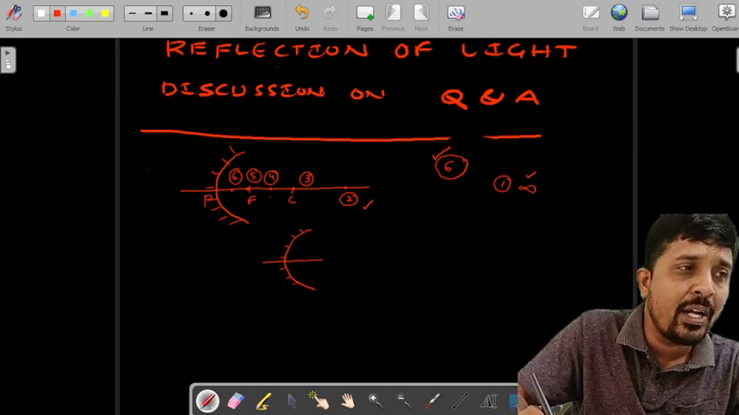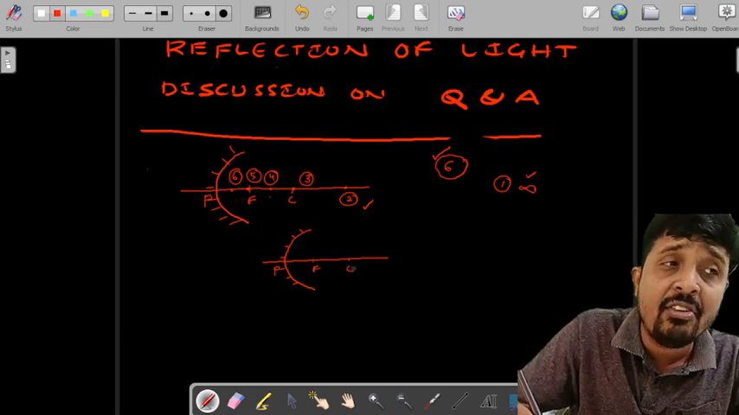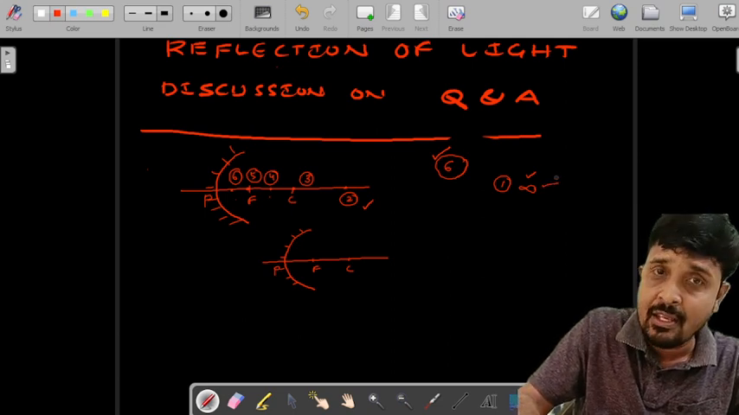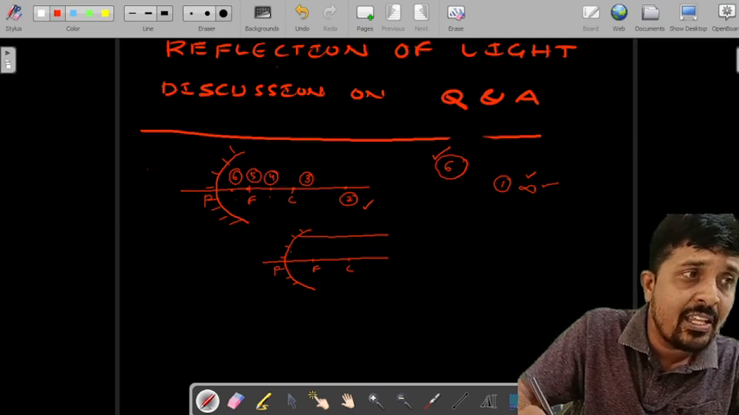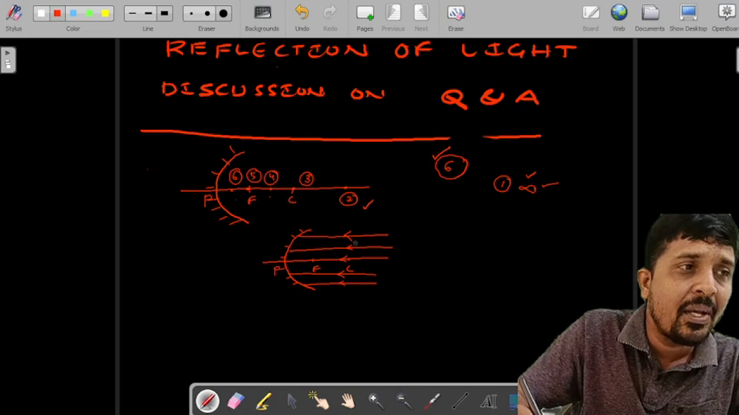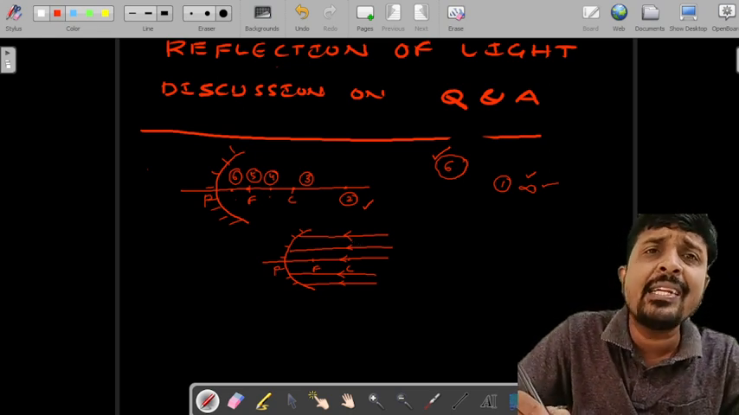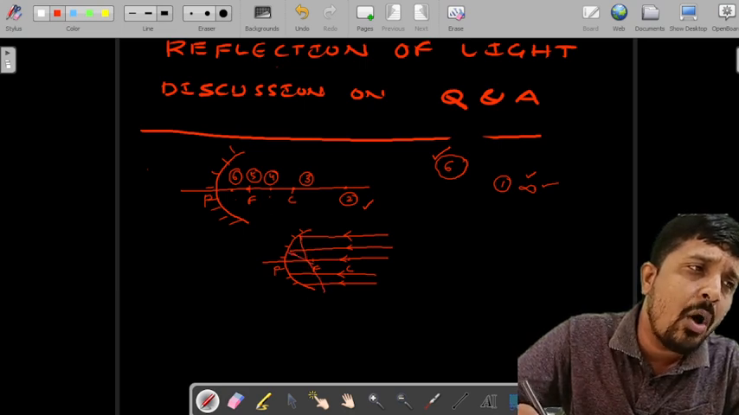Now we are going to look at the ray diagram. This is P, this is F and this is C. You should understand that whenever we place the object at infinity, these rays should be parallel rays only. That means rays are parallel to the principal axis. See, like this. These are the incident rays which are parallel to the principal axis. So according to our rule, if the incident ray is parallel to the principal axis, the reflected ray should pass through F. That means all the reflected rays should pass through F.